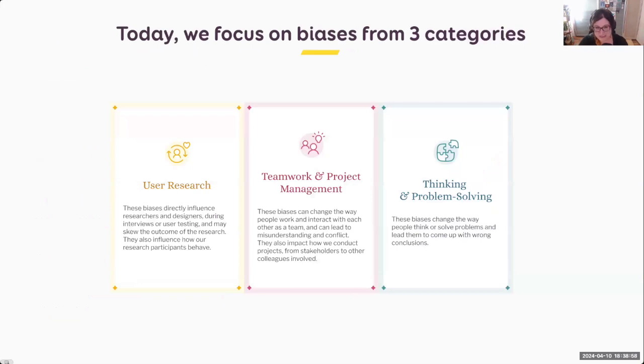So I've basically created this deck of 63 cards now about cognitive biases. In the full set, I have 5 categories. Today, we will mostly be interested in 3 categories. So I cherry-picked the biases that are kind of interesting to have a discussion today. And we will talk about user research biases, teamwork and project, and some of the thinking and problem-solving biases because they will impact the researcher and the designer, and also the users.